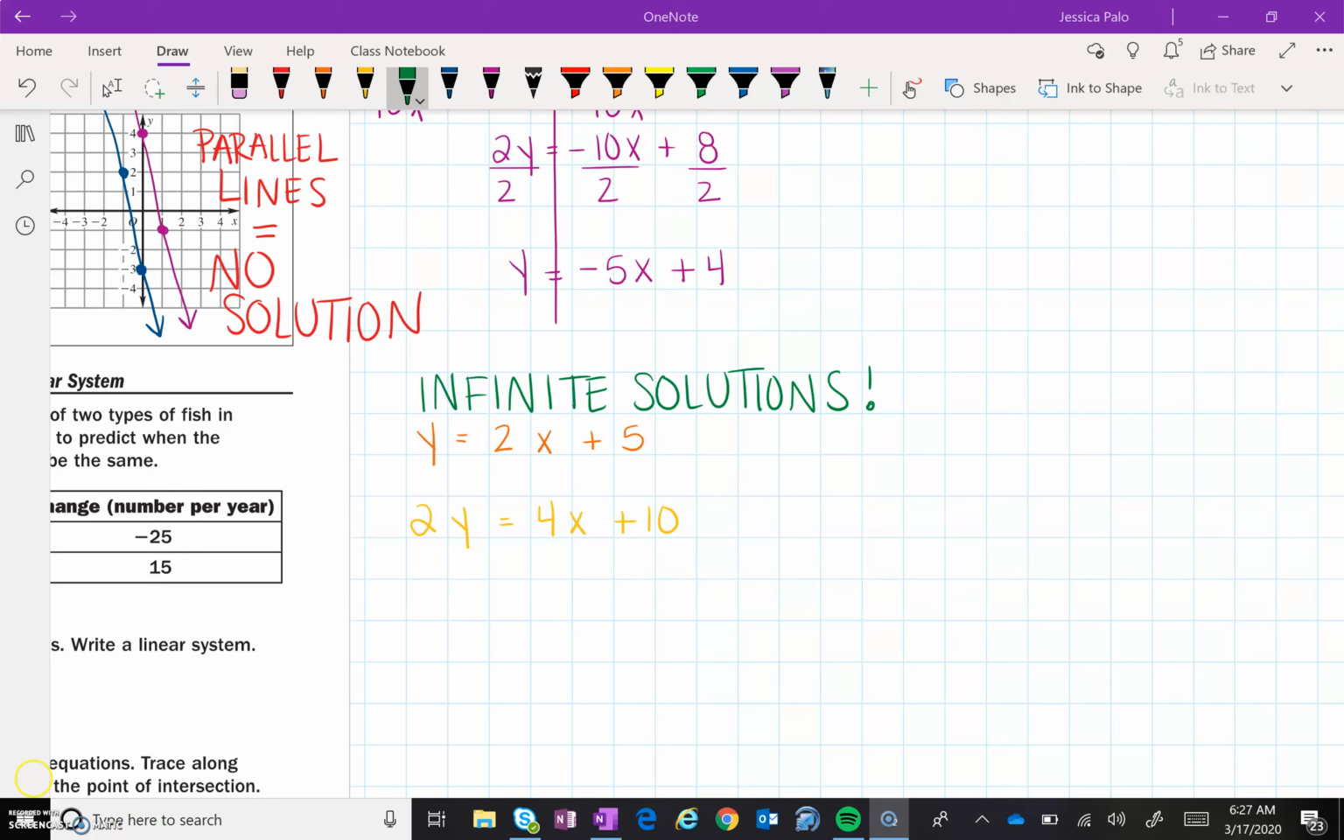So our first one is y equals 2x plus 5. Our second equation in yellow is not in slope-intercept form. So quickly divide by 2 on both sides, and you are left with y equals 2x plus 5. Now they are the same equation. If you were to graph these, they would be on top of each other. Infinite solutions. All the points are an answer.